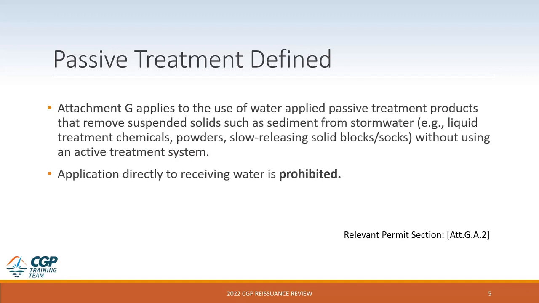Moving along further with the definition, Attachment G specifically applies to the use of passive treatment products that remove suspended solids such as sediment from stormwater. And so the application of those technologies can look a little bit different, but the primary examples are liquid treatment chemicals, powders, or slow releasing solid blocks, as you saw in the photo on the previous slide. Again, without using an active treatment system.